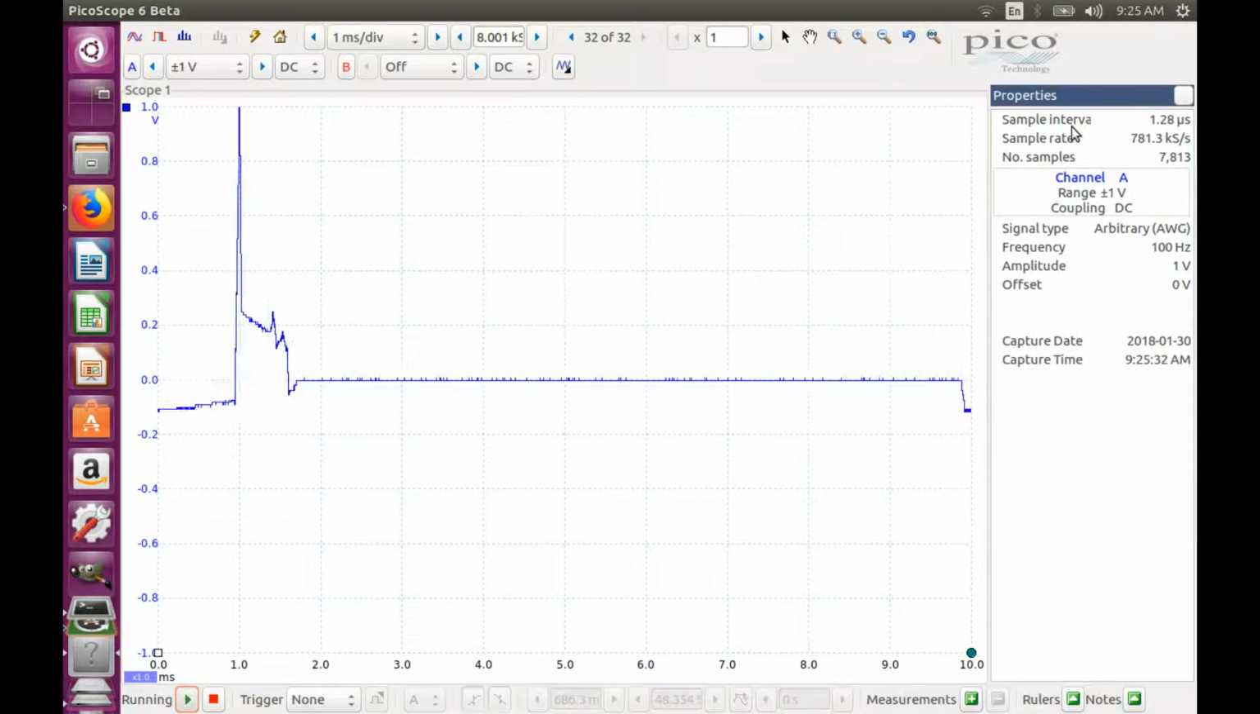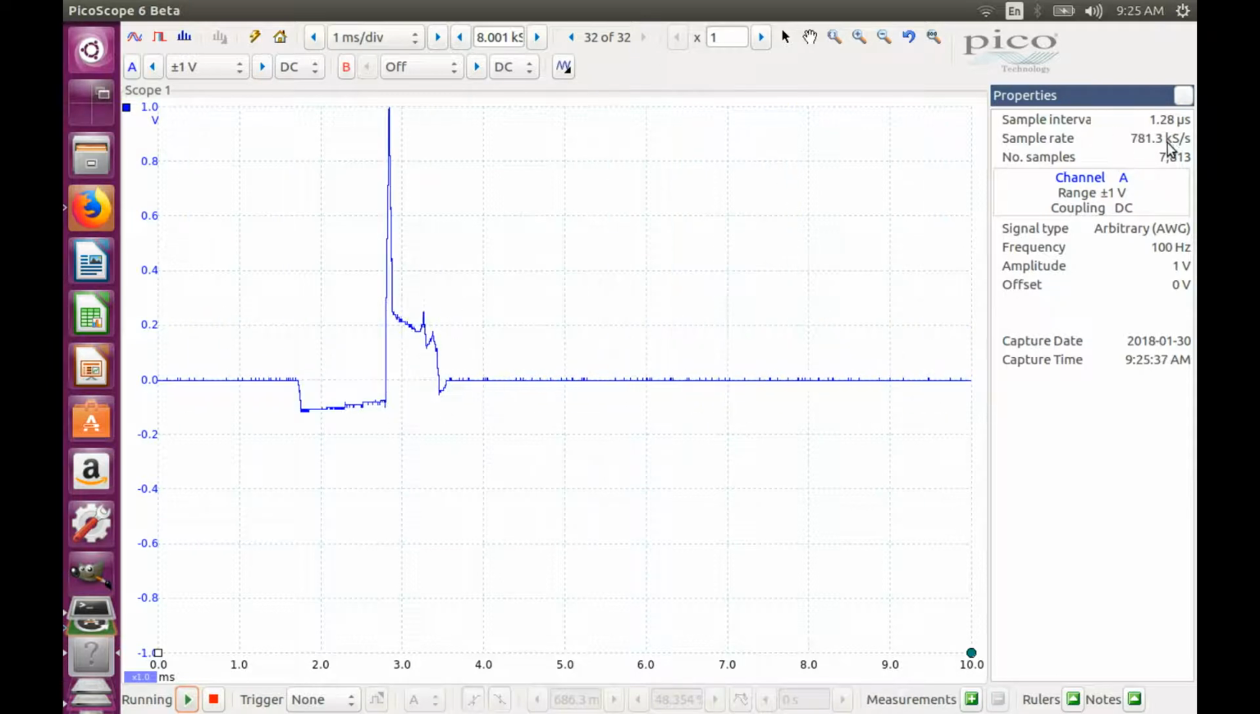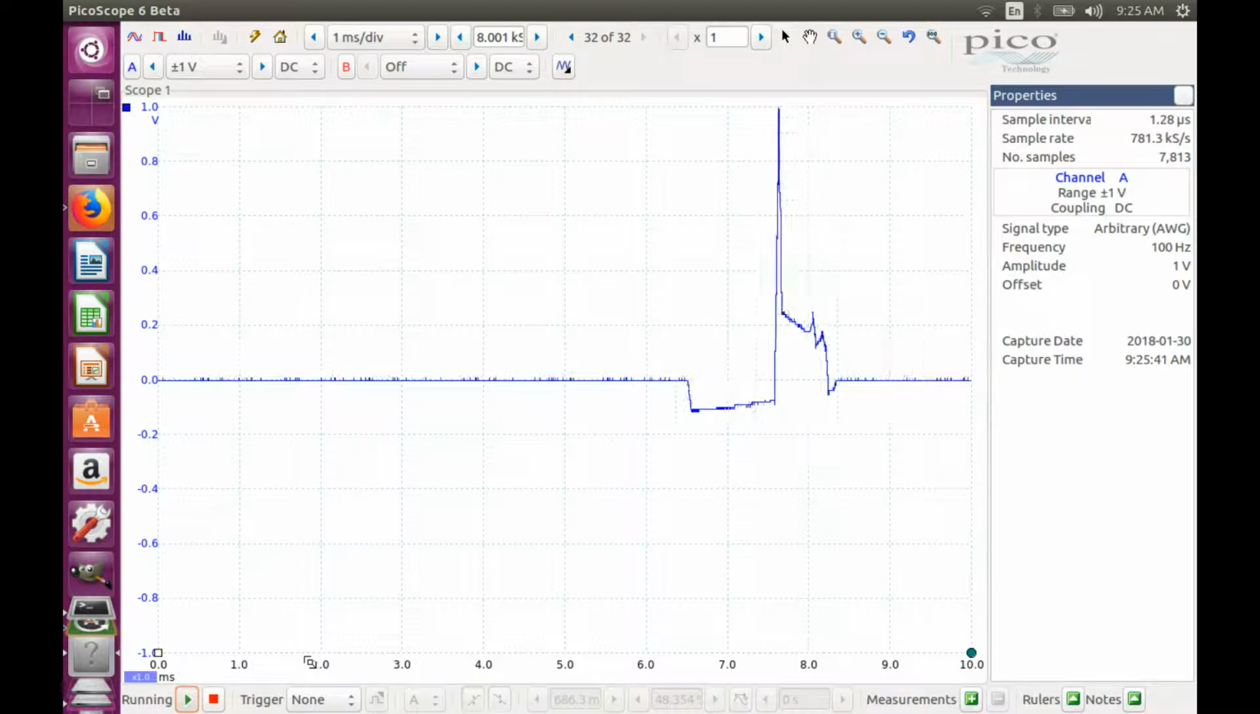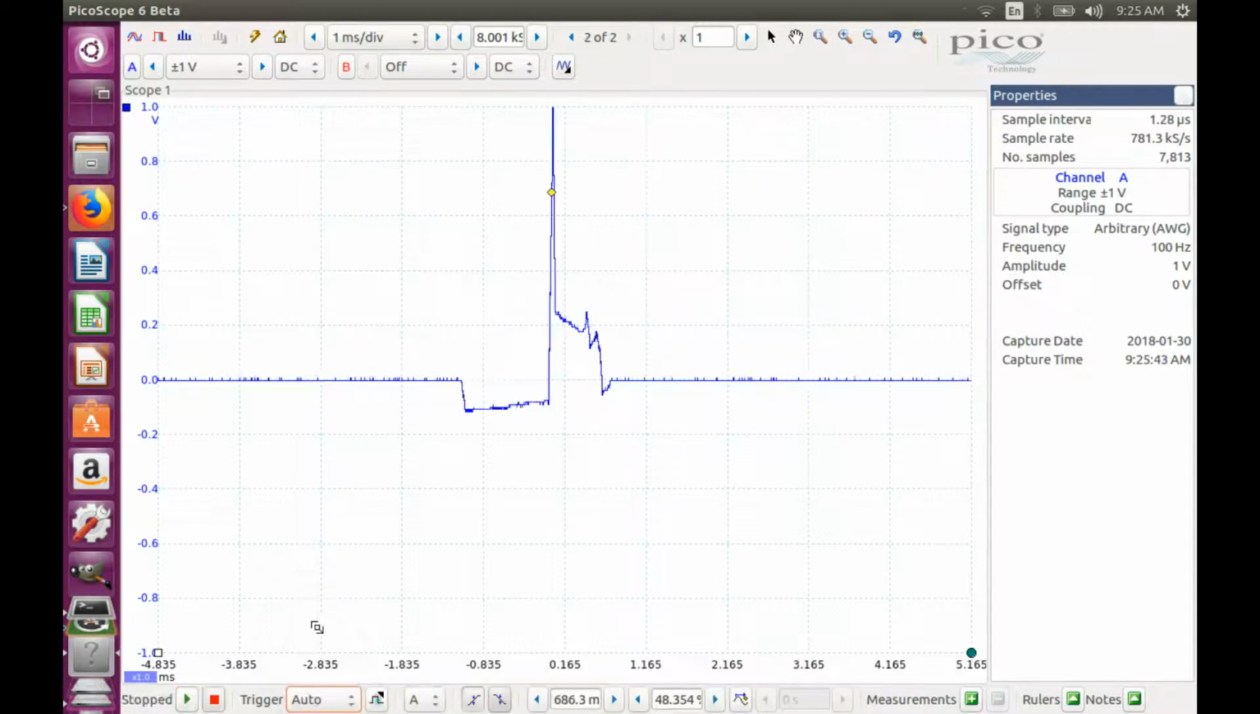And so what we have now is a sample rate of 781 kilosamples per second, which is a good number, and this is exactly the number that allows us to capture a very detailed waveform. Note that it means that the sample interval is 1.3 microseconds, and thus in the 10 millisecond screen time it is able to collect just under 8,000 samples.